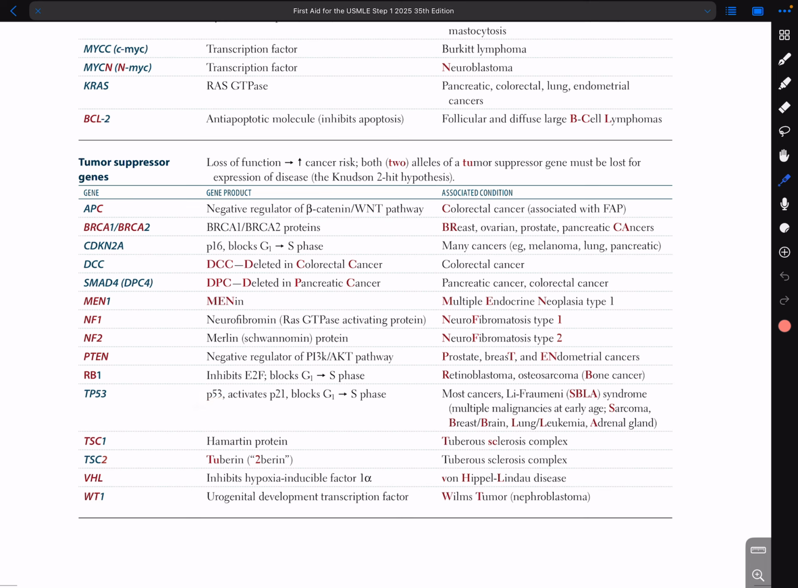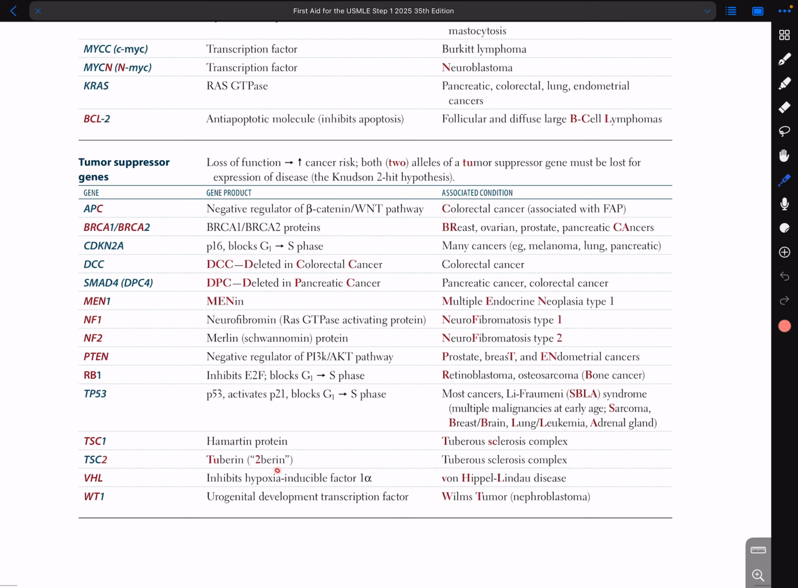Tumor suppressor gene TSC1: the gene product is Hamartin protein, and the associated condition is tuberous sclerosis complex. Second, TSC2: TSC1 is tuberous sclerosis, TSC2 is tuberin, and the condition is tuberous sclerosis complex as well.